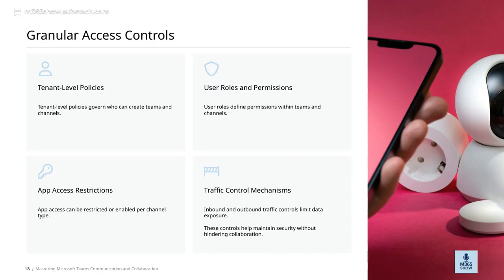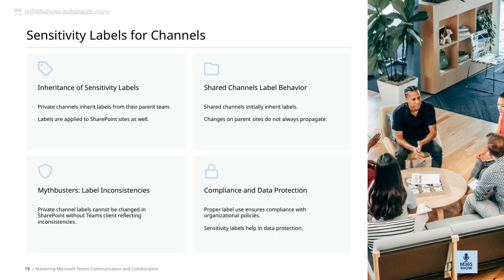sensitive information. Now, let's take a look at sensitivity labels for channels. Proper use of these labels is crucial to ensure we stay compliant with our organizational policies. They help us manage data protection effectively across teams. One important thing to keep in mind is that labels assigned to private channels cannot be changed directly in SharePoint without causing some inconsistencies that the team's client might not reflect properly. This can sometimes lead to confusion, so it's something to watch out for.